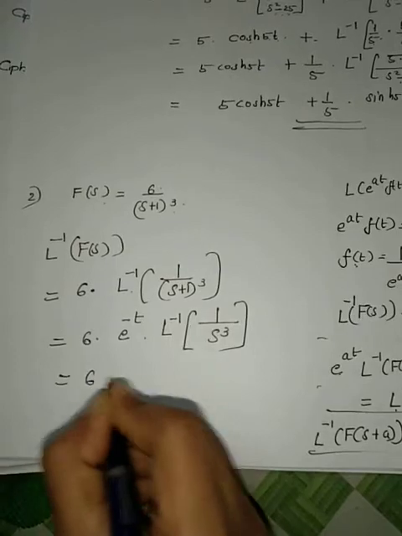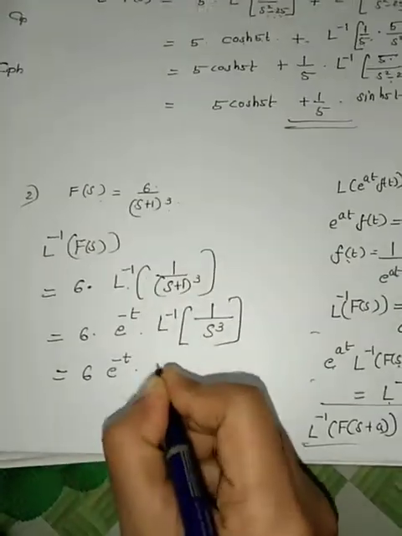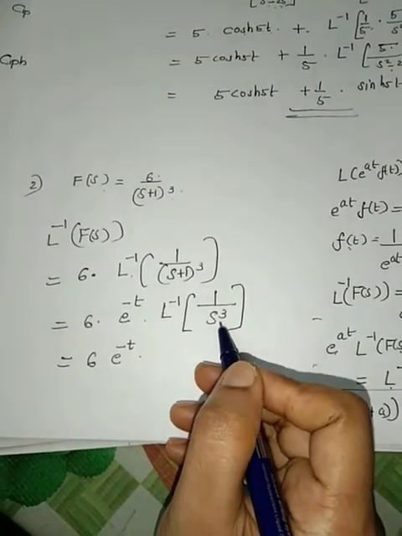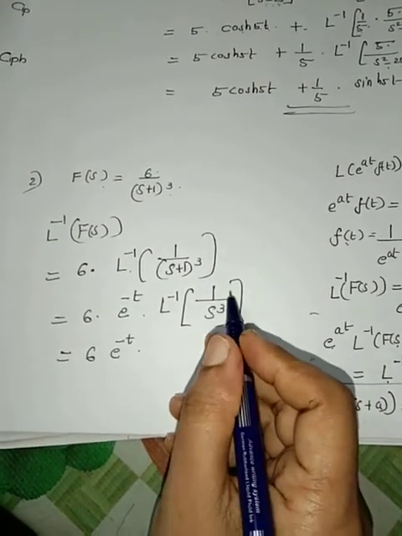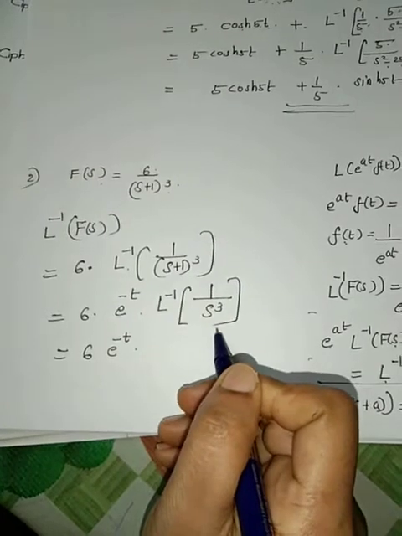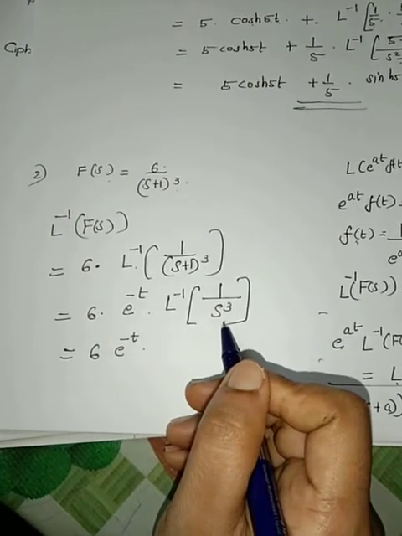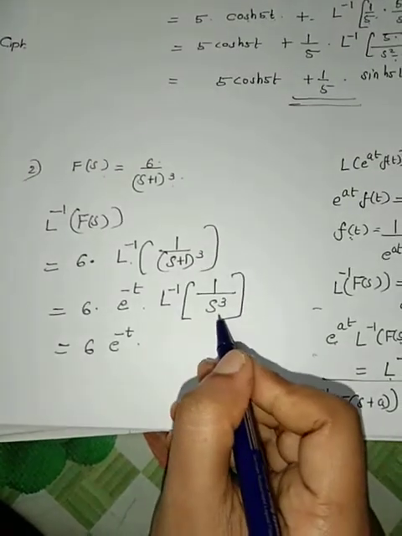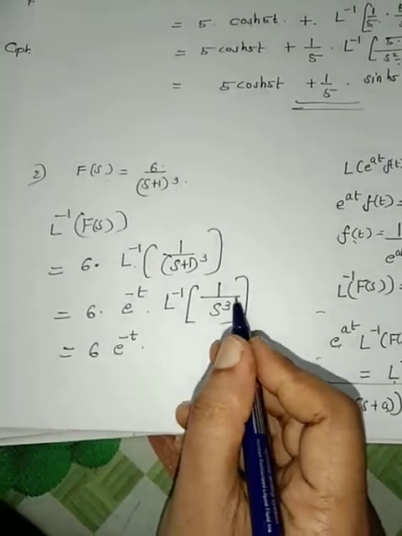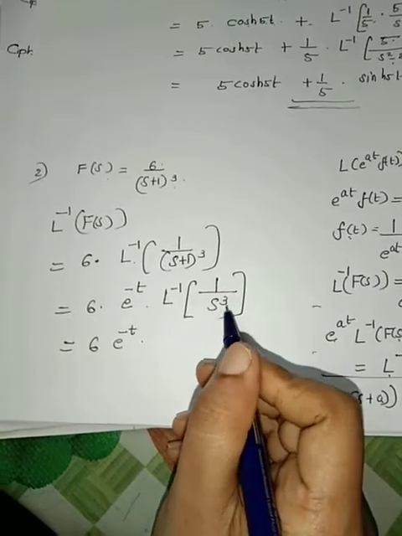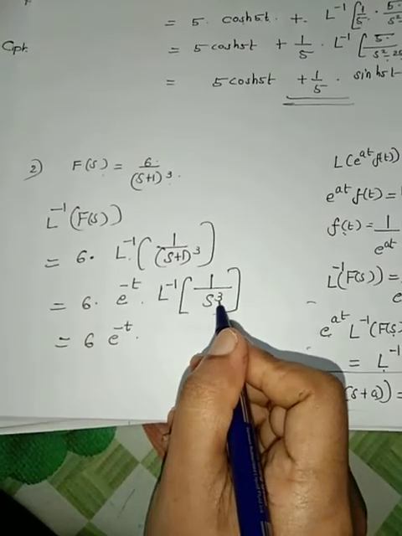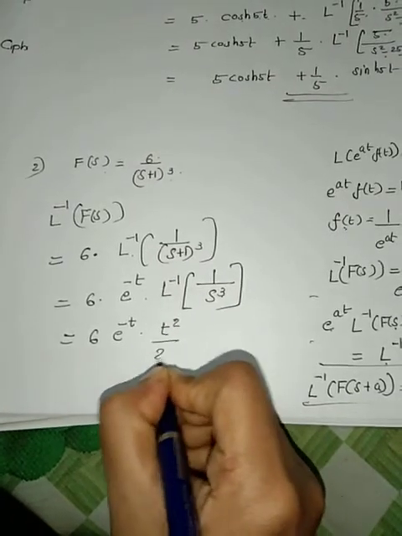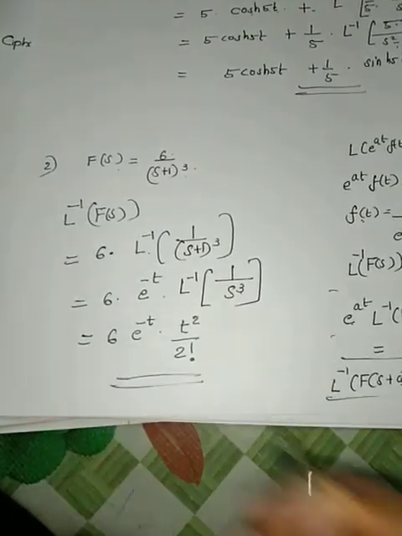That is equal to 6 into e raised to minus t into, what is L inverse of 1 by s raised to n plus 1? We know that L of t raised to n divided by n factorial is 1 by s raised to n plus 1. Therefore, L inverse of 1 by s raised to n plus 1 is t raised to n divided by n factorial. Instead of n plus 1, the value is 3. Therefore, it is t raised to 2 divided by 2 factorial. This is the answer.